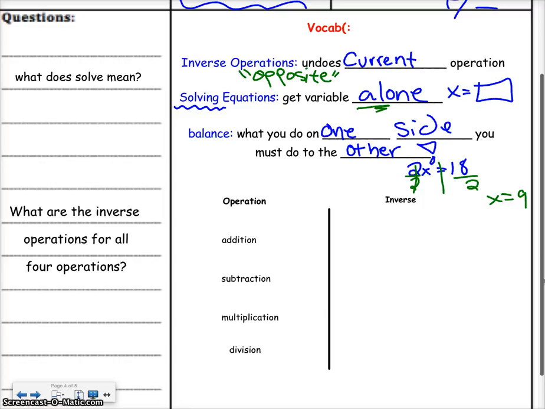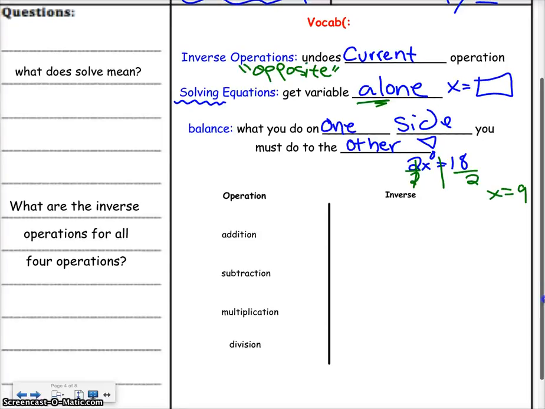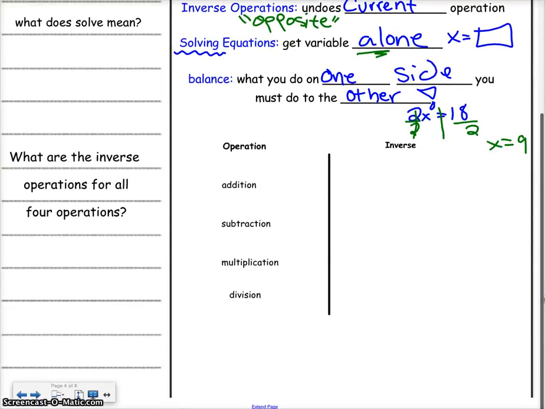Okay, moving on. Let's identify the inverse operations that we're going to be using throughout this unit. We have 4 operations that we're dealing with: adding, subtracting, multiply, divide. So, what's the inverse of adding? What's the opposite of adding? Minus. I'm going to subtract.